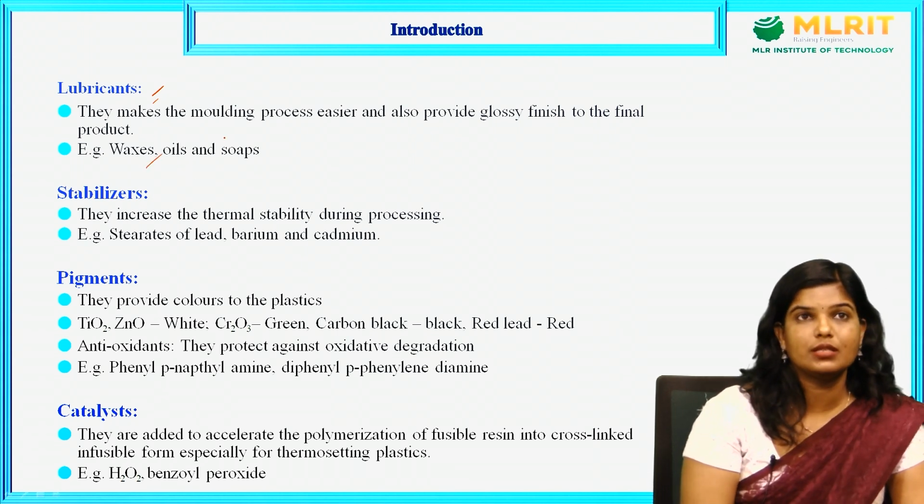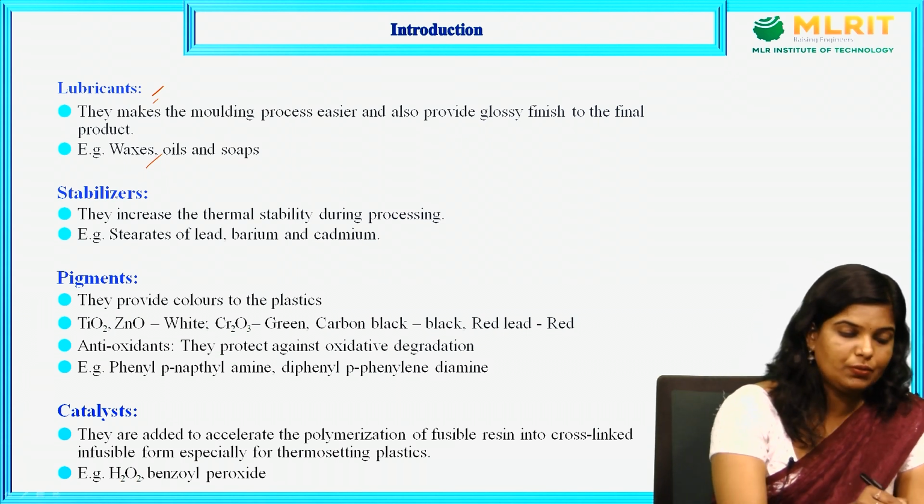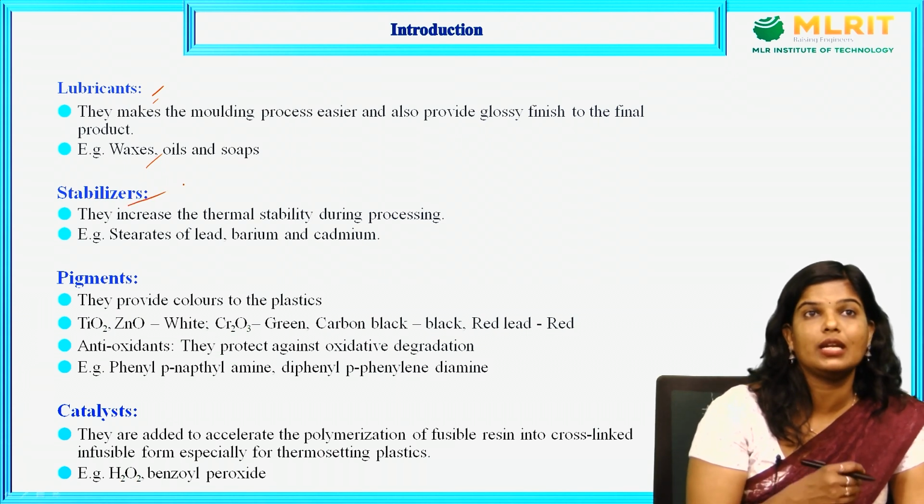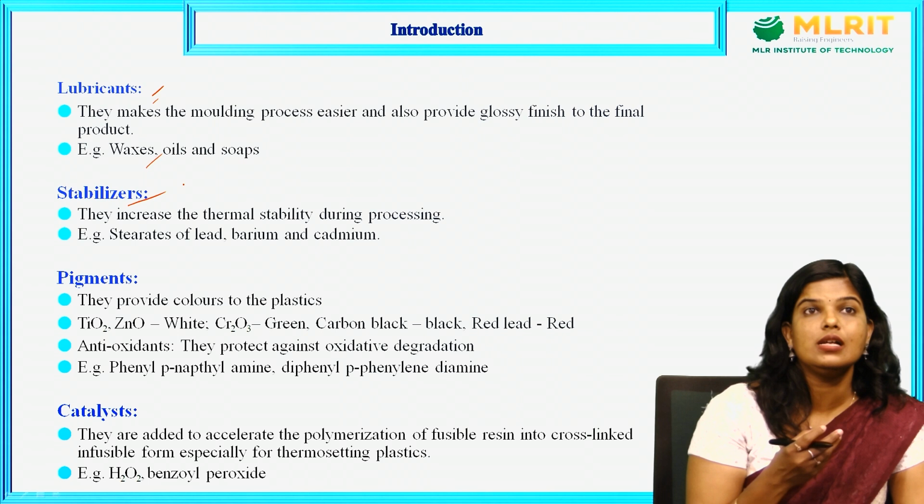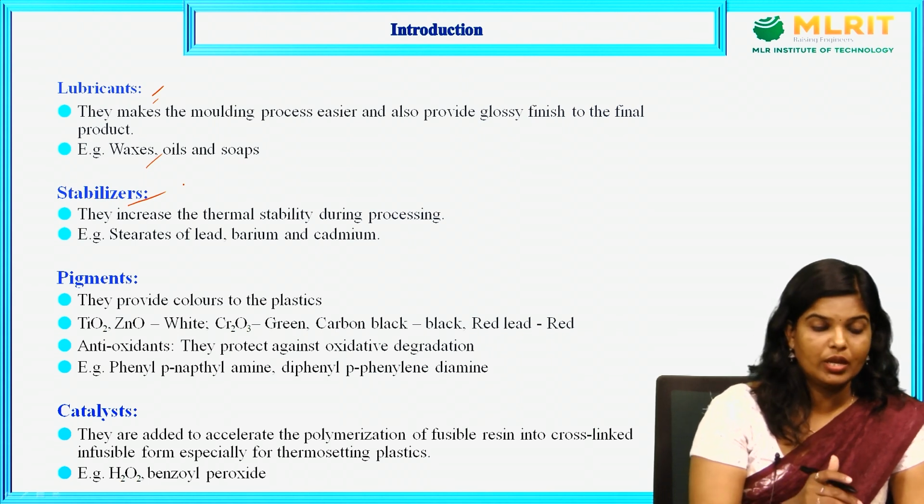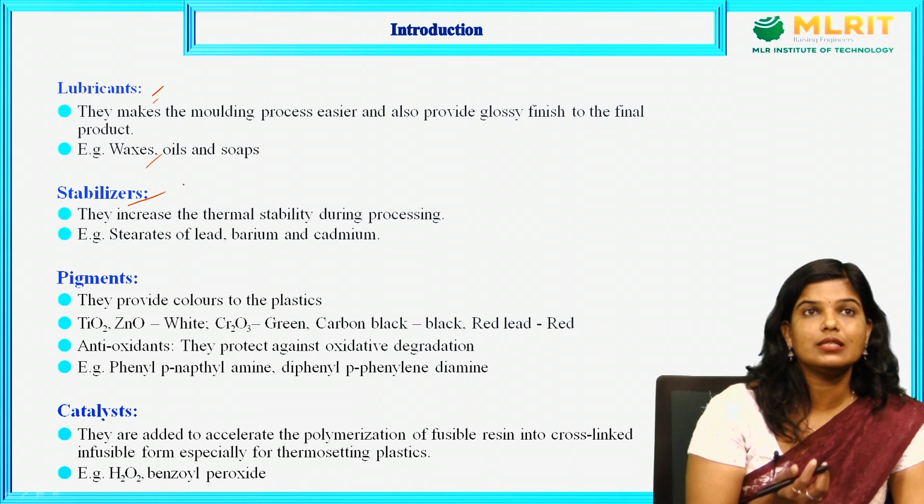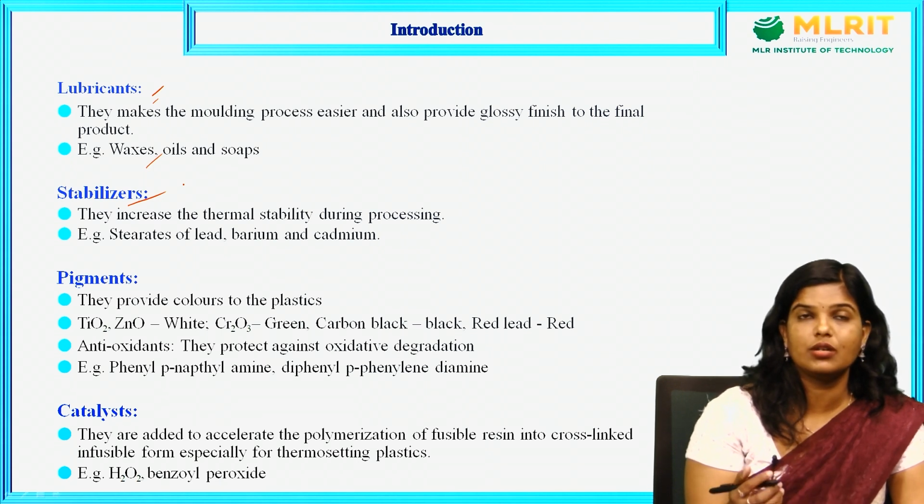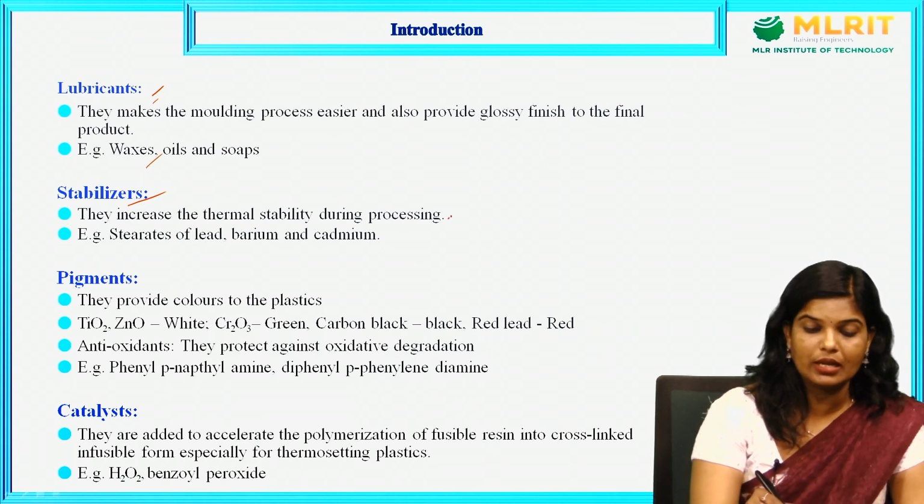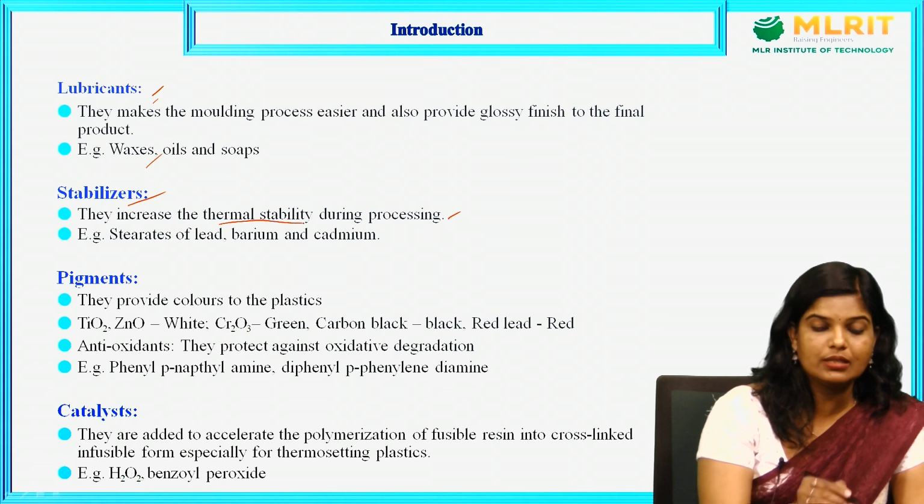Now comes stabilizer. From the name it is very clear: stabilizer means something which can increase the stability of the material. Such materials should be added which can increase the stability of the polymer during the processing itself, during the making itself. So stability means thermal stability.